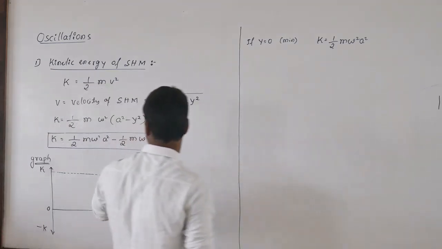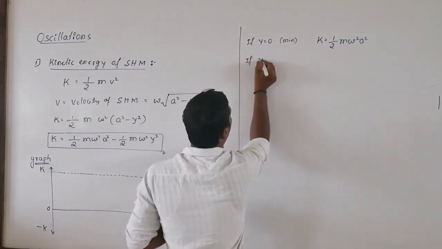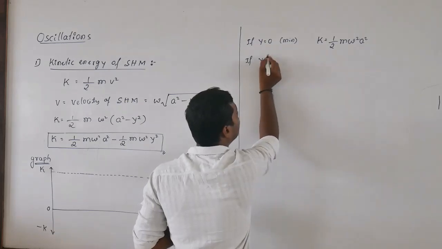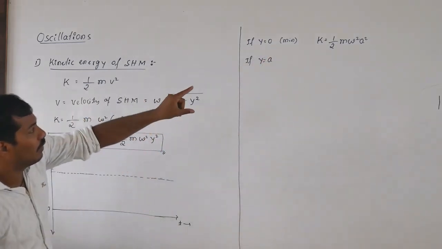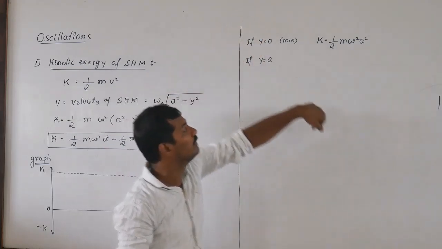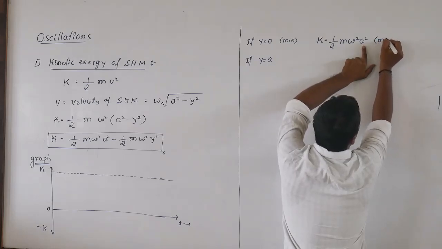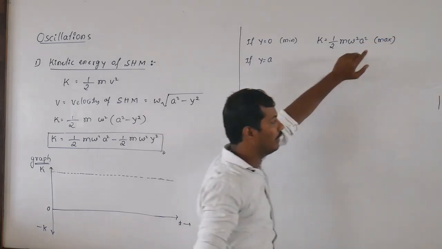Next, if y is equal to a, it is plus a. At y equal to 0, at the mean position, the kinetic energy is with the maximum displacement, so the kinetic energy is the maximum here.